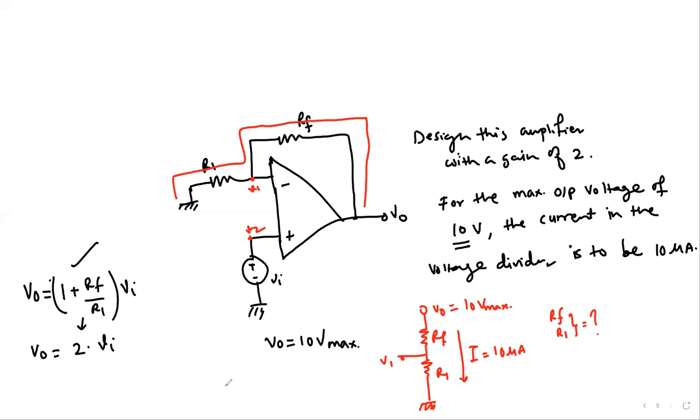So how to do that? We know that the current is given and the voltage is given. So RF plus R1 can be VO divided by I, which is 10 divided by 10 microampere, which is 1 mega ohm. So we choose RF equal to R1 equal to 0.5 mega ohm. With these values put in here, we make sure that at the maximum output voltage of 10 volt, the current is limited to 10 microampere. Okay, this is how the amplifier can be designed.